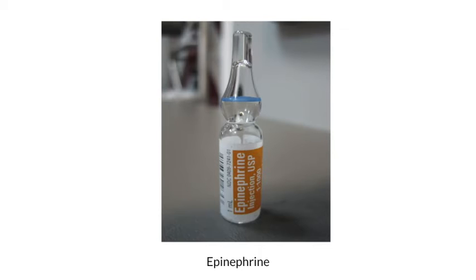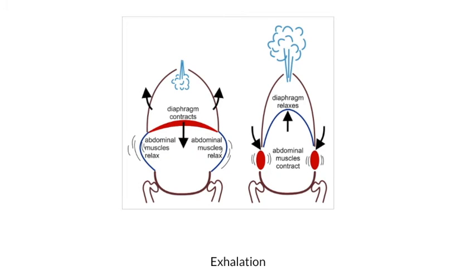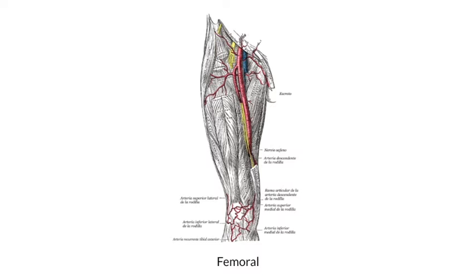Epinephrine, it's a hormone which is produced by the body and also used as a medication. It dilates the respiratory passage, and it is also used to relieve severe allergic reaction. The exhalation process, which is a passive process in which the intercostal or rib muscles and the diaphragm relax, causing the chest cavity to decrease in size and the air to flow out of the lungs.